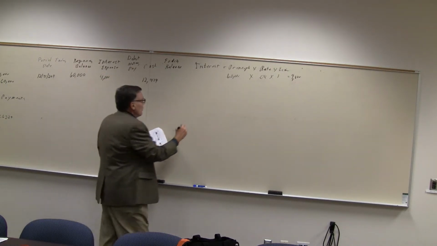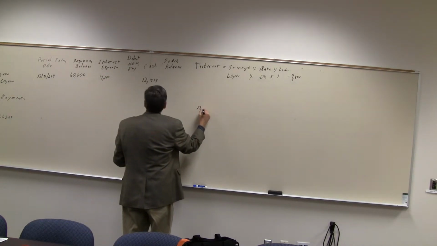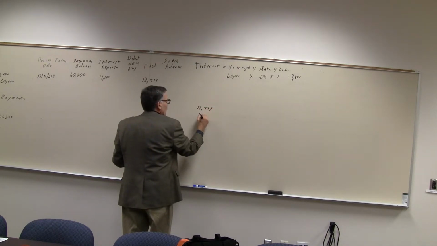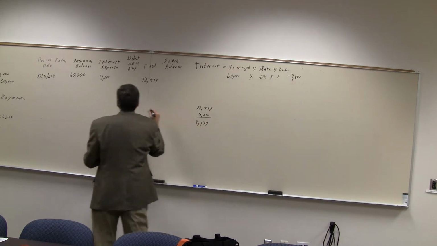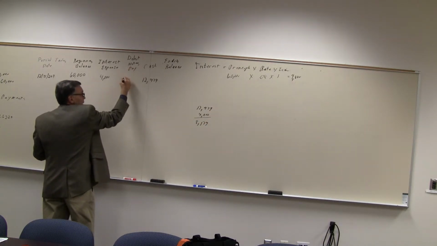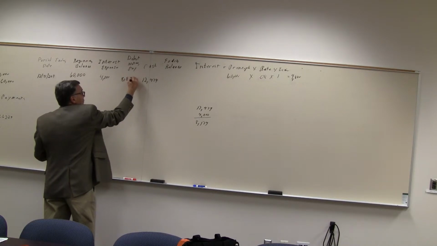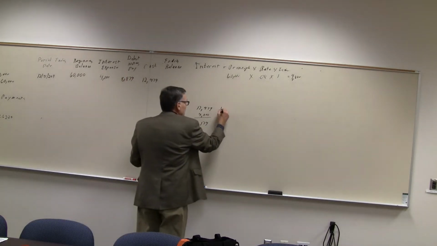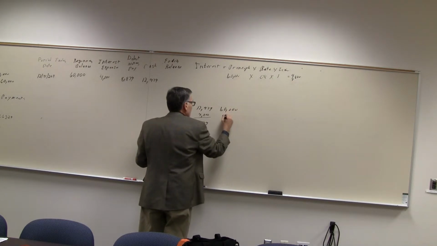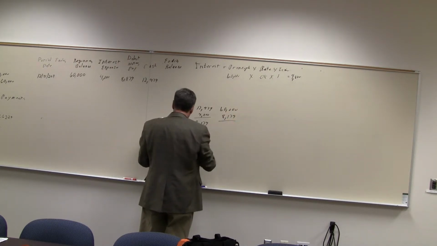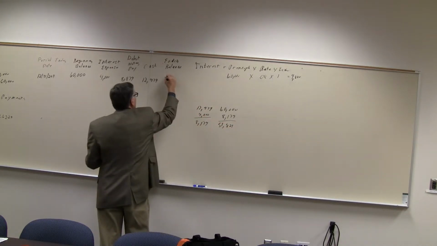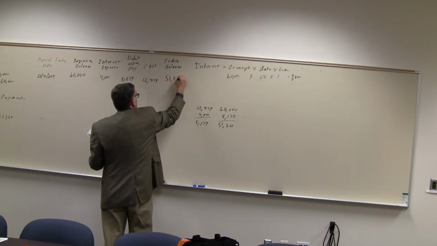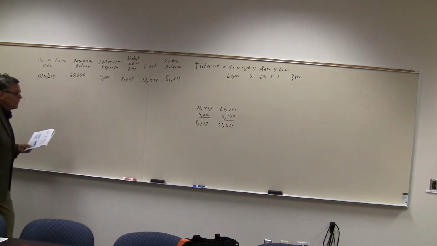Now, if we send in $12,979, $4,800 of that went to pay off the interest. The difference of $8,179 will go toward the principal. It will be a debit to notes payable. If it started out at $60,000 and we paid off $8,179, now the principal is down to $51,821. So that's the first year.